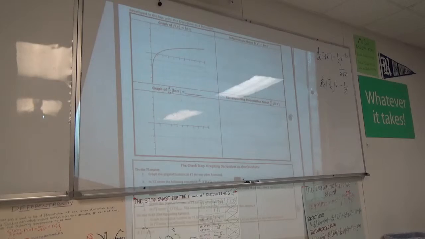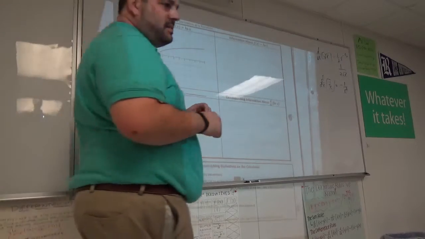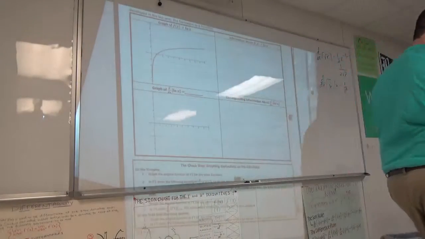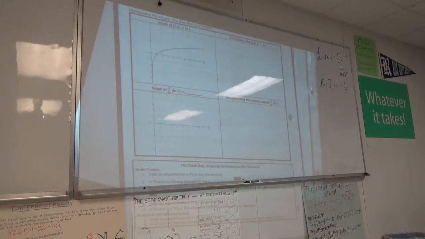At x equals 1, it changes from negative. What are the things about f that tell you about f prime? So that means it's increasing, so all of it is increasing, so all of f prime is going to be positive.